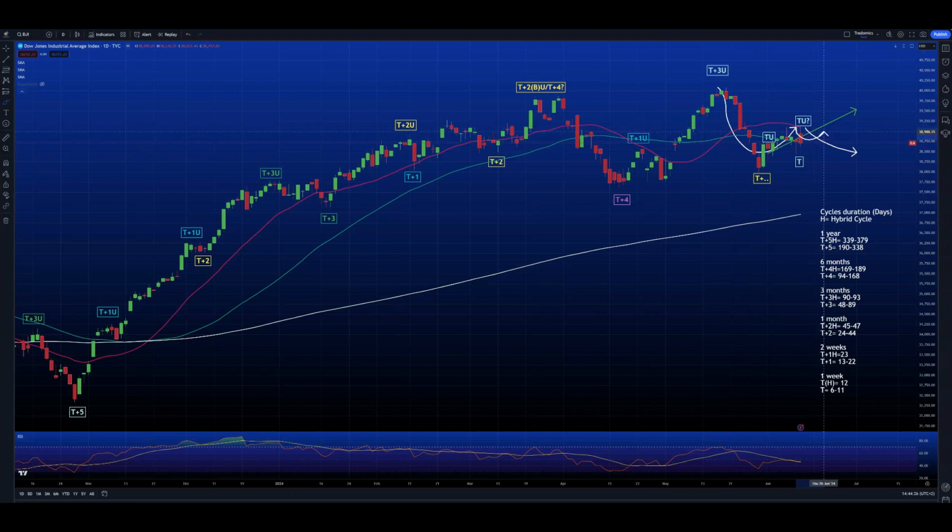So if we go back to the top, we can extend the rally and then close at T plus 2 and then further push to the downside. Or be aware that this is a checkpoint. So if the price goes lower, the low at $38,446, then we would expect a cycle of this shape.